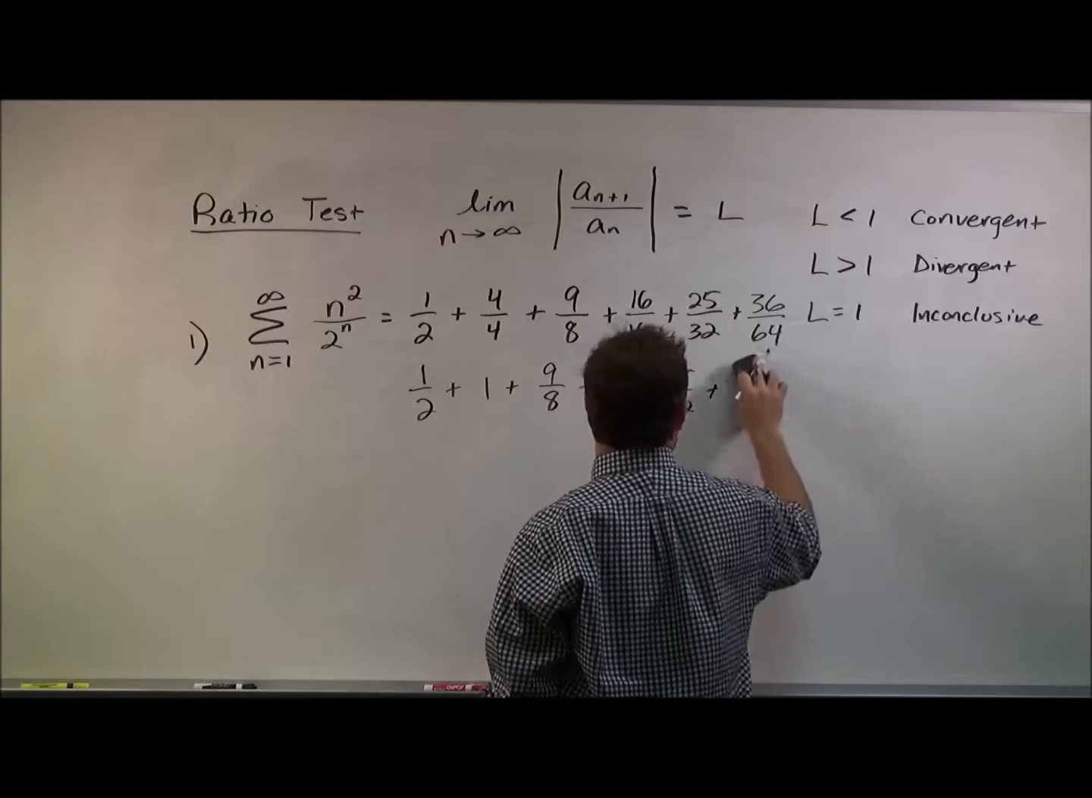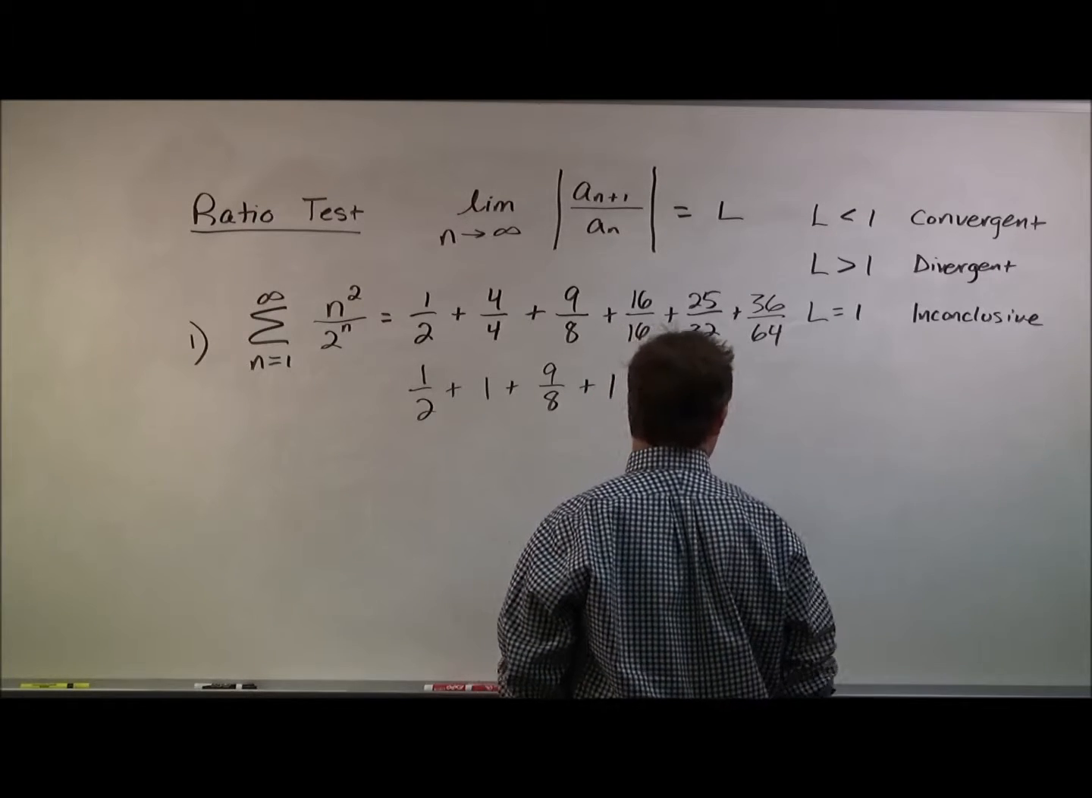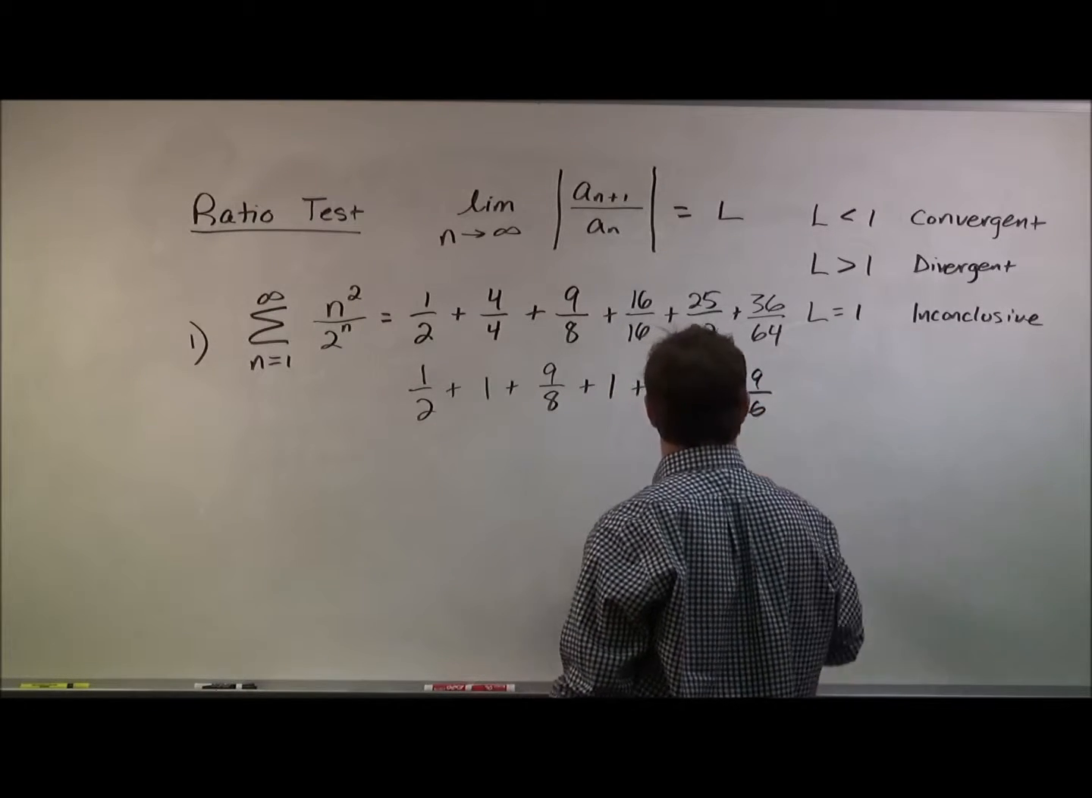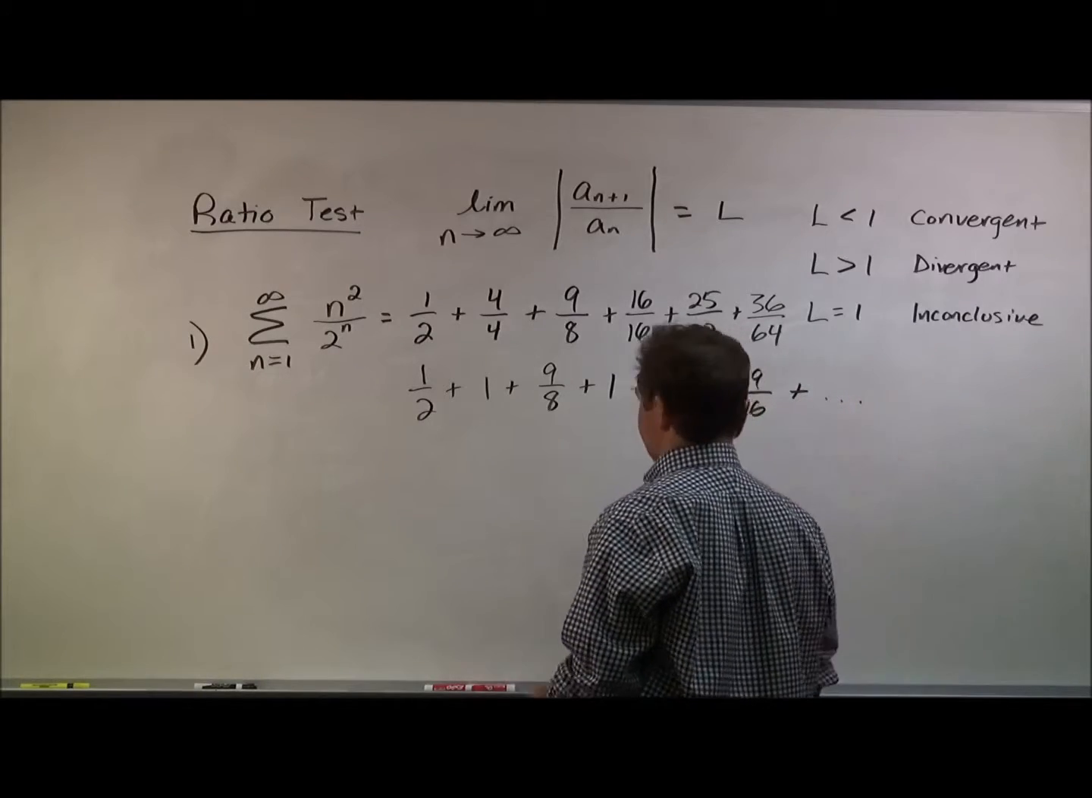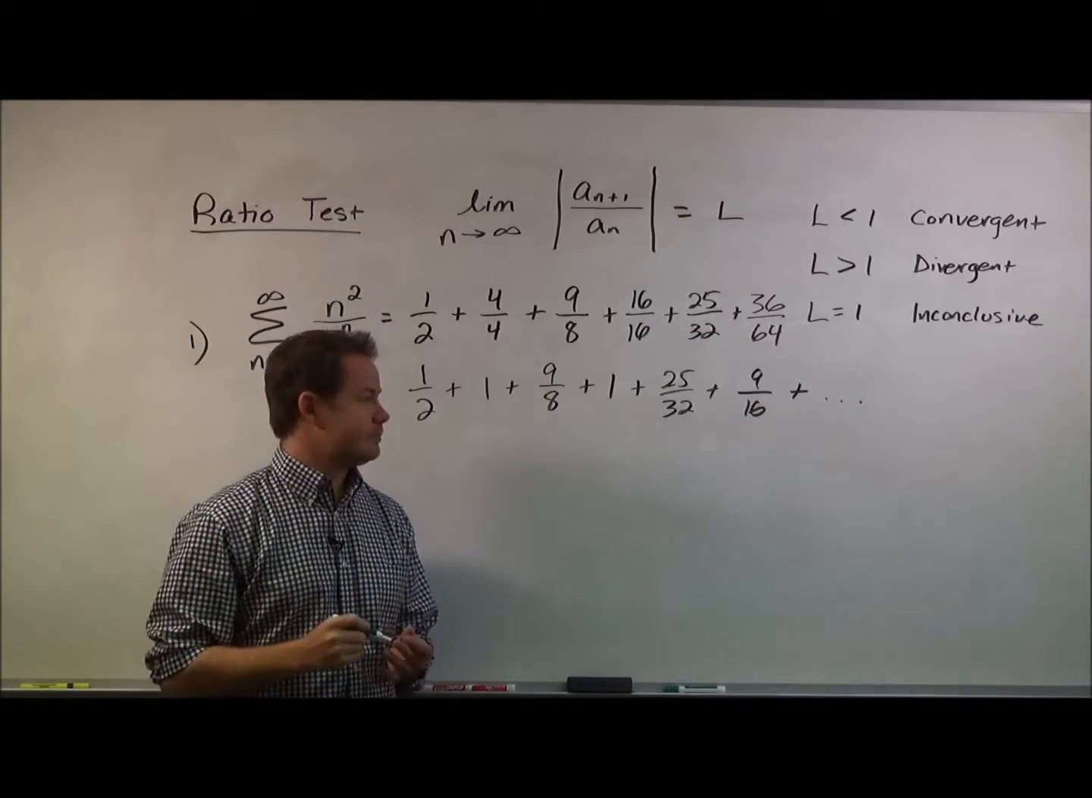Oops, let me reduce that one. 36 over 64 reduces to 9 over 16. Okay, so let's take a look at these first few terms and talk about them briefly.